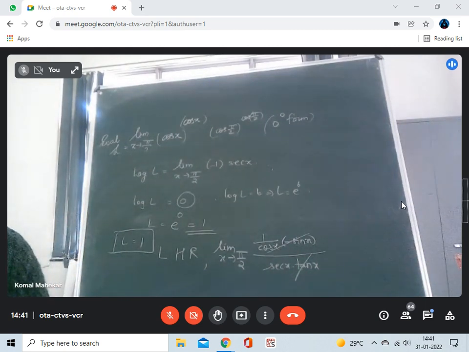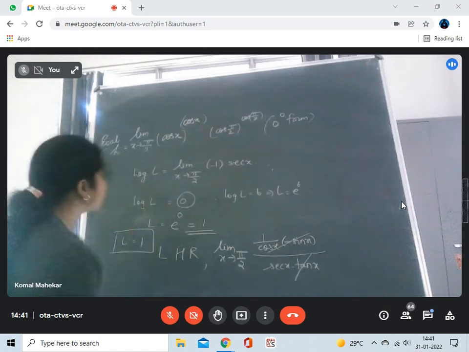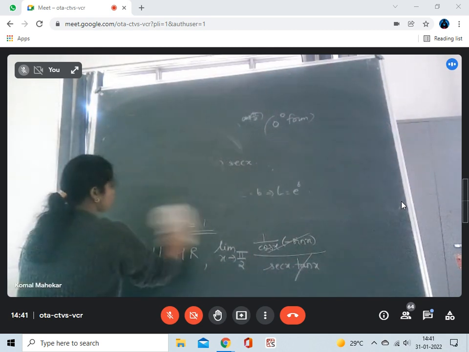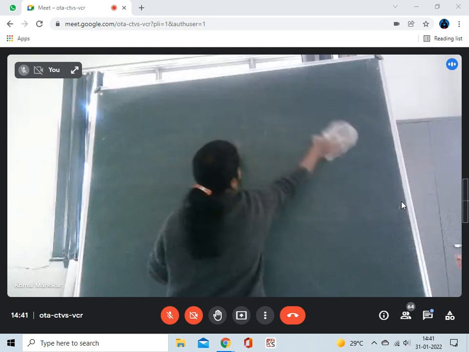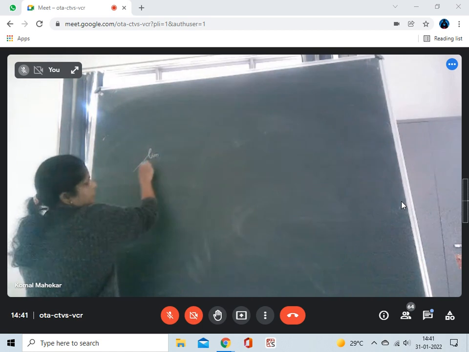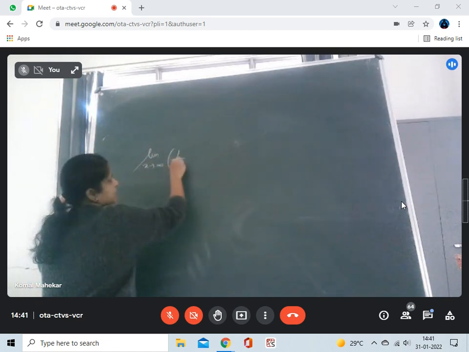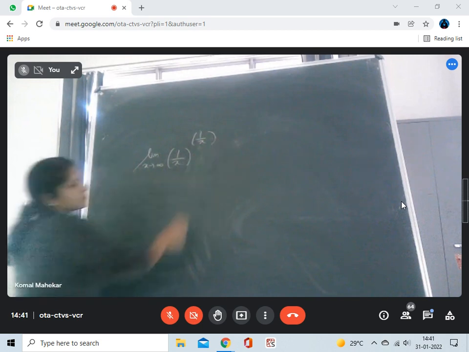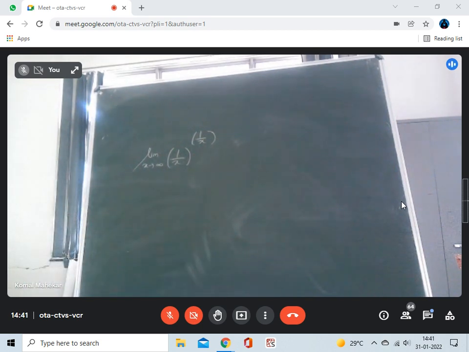So in this way, we can solve the problems of 0 raised to 0 form. Now for the second problem, you can try this. Try to solve the second one: limit x tends to infinity of 1 by x raised to 1 by x. This is in 0 raised to 0 form.